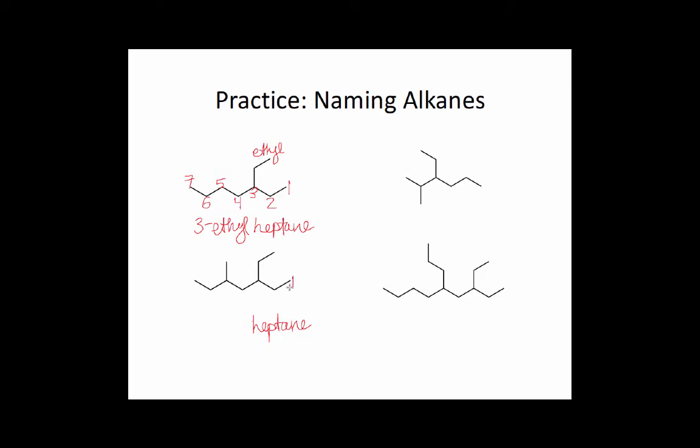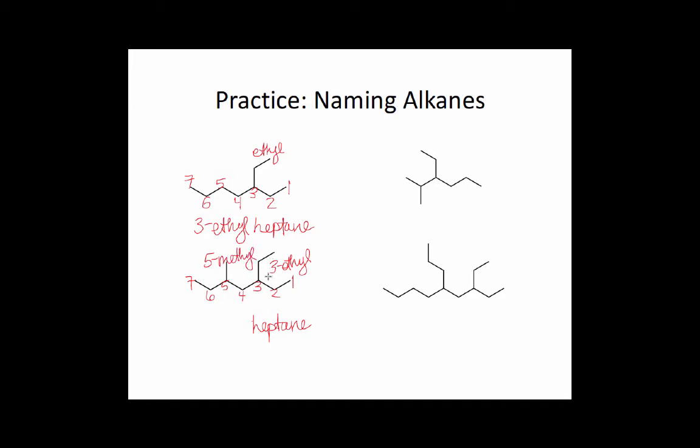So again, we start over here with carbon 1, 2, 3, 4, 5, 6, 7. We've got our heptane, and we've got two things that we have to talk about. There's this ethyl group here, and there's a methyl group here. So this is a 3-ethyl, and this is a 5-methyl.